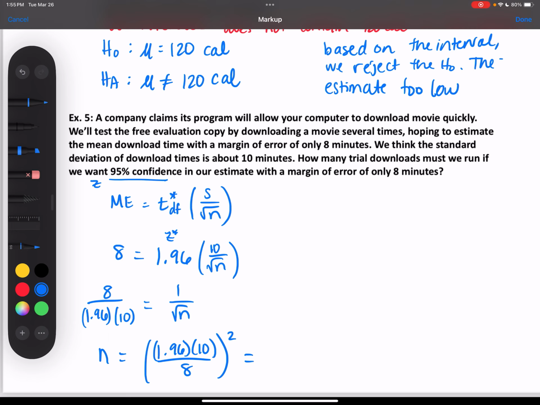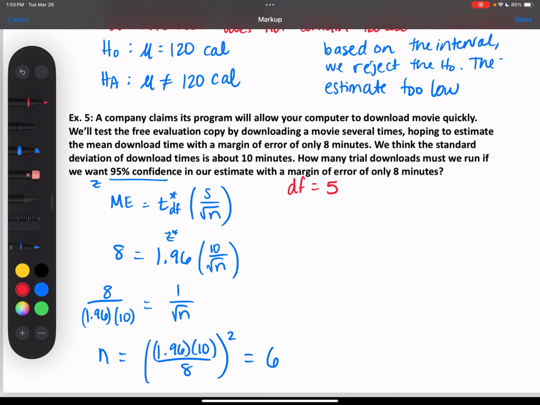Guess I should turn my calculator on. Usually helpful. So that's equal to 6. So what does that mean our degrees of freedom actually is for this then? 5.